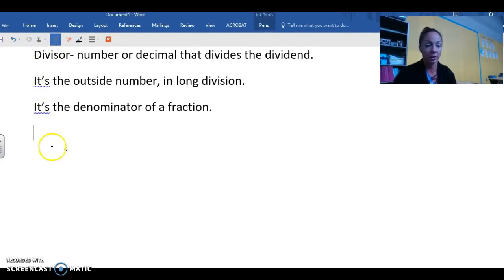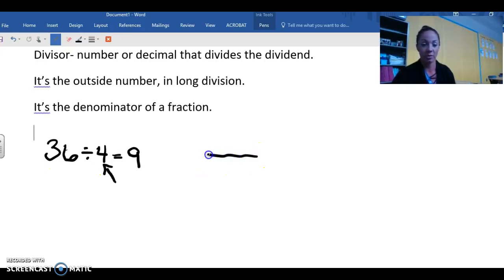So if you have something like 36 divided by 4 equals 9, your divisor is going to be the 4. 36, we already know that 36 is the dividend. And if we set it up in that long division style, 36 divided by 4, we know from up here that it'll be the outside number in long division. So there's your divisor. A couple examples right there.